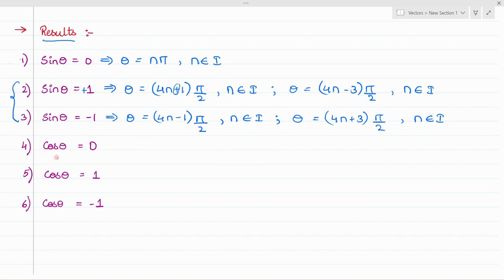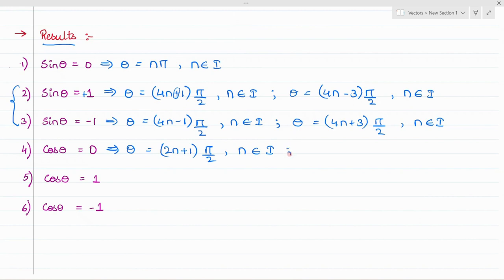Next, if cos theta equal to 0, the solution for theta is 2n plus 1 times pi by 2, where n belongs to all the integers. The other solution is theta equal to 2n minus 1 times pi by 2, where n belongs to all integers. You can remember any one from these two solutions. I'll suggest you remember the first one because it is very easy.